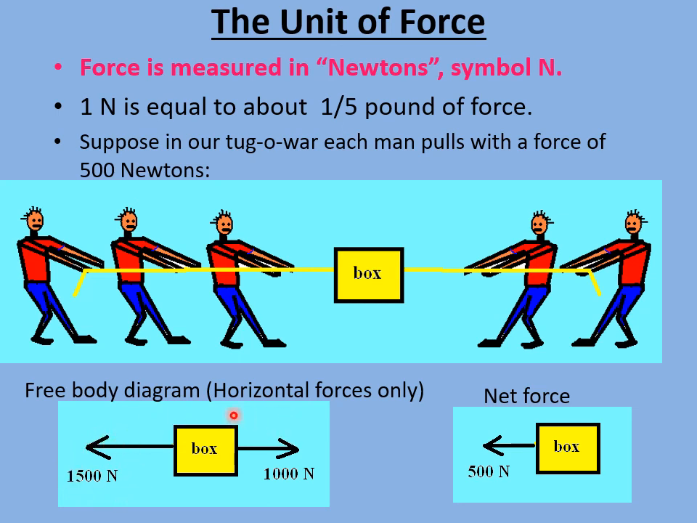Now, we can even simplify this a little bit more. We can add these two force vectors together. We have 1,500 to the left. We can take away 1,000 because it's going to the right. We're going to subtract these forces, not add them. And we end up with a net force of 500 newtons pointing to the left, which again is the equivalent of one human, one of these guys pulling, because the other two are canceled by the guys on the other team.